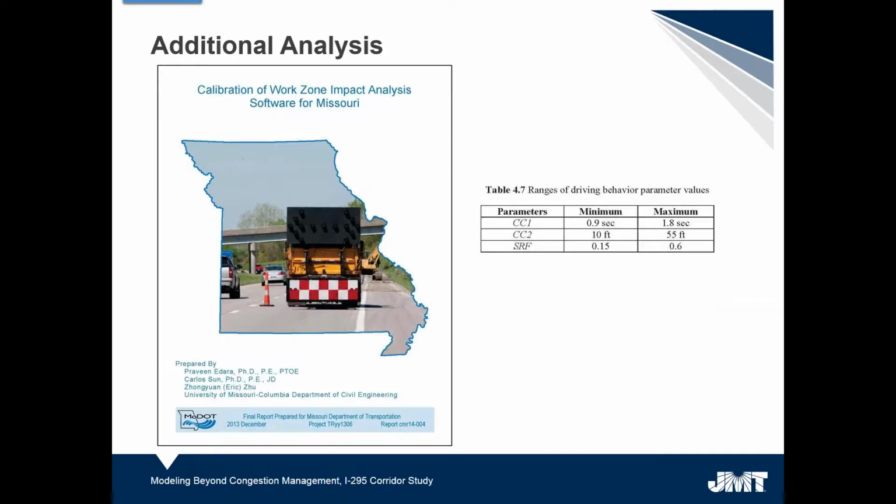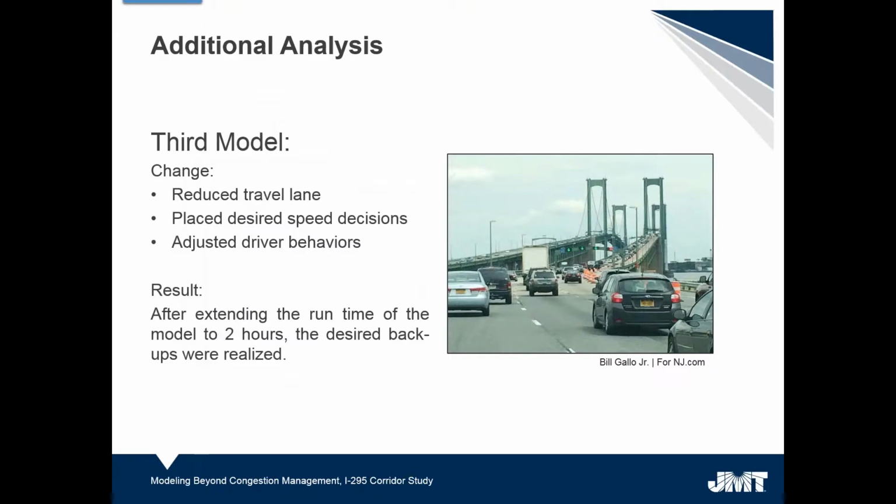So we did some research to see what can be done. And we came across this Missouri DOT report that was put together that talked about calibrating analyses in work zones. And when we reviewed the document, we found that there were some parameters in there that talked about adjustments to do for driving behaviors. So we looked at the ranges that they had in that guidebook, and we applied it to our models. So we created a third model with the reduced travel lane and the desired speed decisions, but also implemented the driver behavior adjustments.